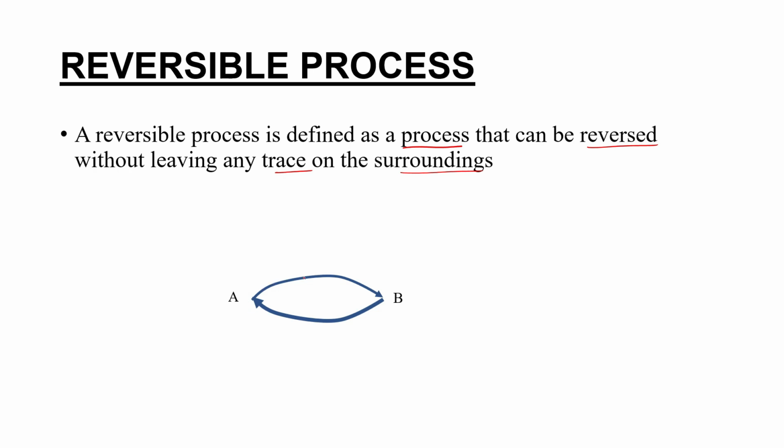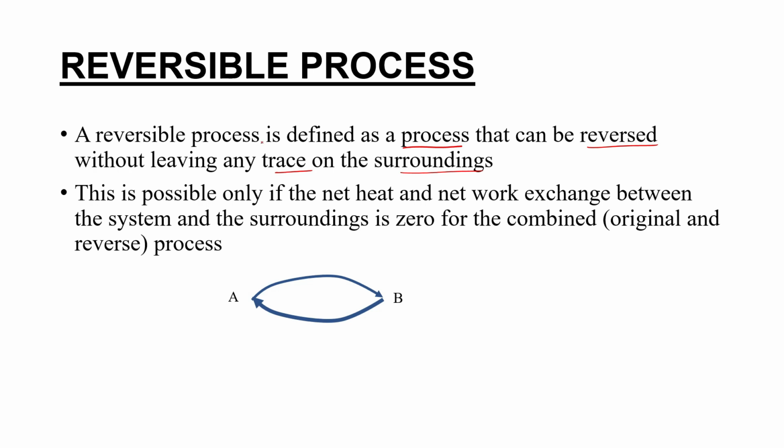This is possible only if the net heat and net work exchange between the system and surroundings is zero for the combined process. If you combine these two processes, the net heat and work exchange should be zero. So you can see that QAB plus WAB plus QBA plus WBA is equal to 0.